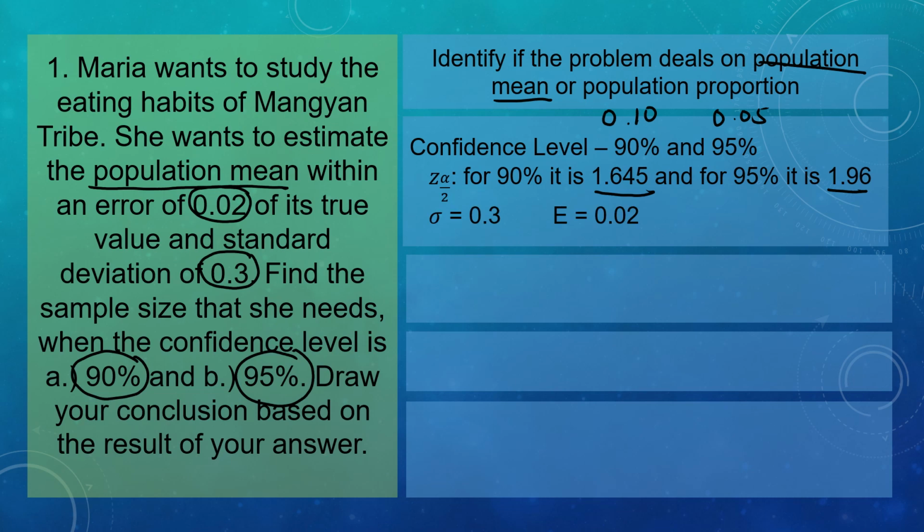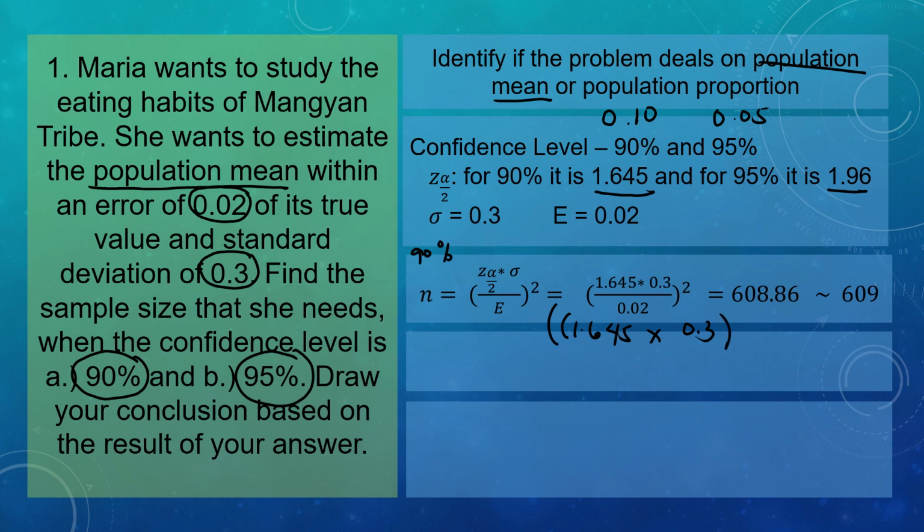Now, let's start with solving for the confidence level of 90%. By applying the formula, we're going to substitute the given values. Instead of writing z, we're going to write 1.645. Instead of writing sigma, we're going to write 0.3. And instead of writing E, we're going to write 0.02. Now to solve this, we're going to press open parentheses, open parentheses, 1.645 times 0.3, close parentheses, divided by 0.02, close parentheses, then press squared, so that you can now get the final answer.